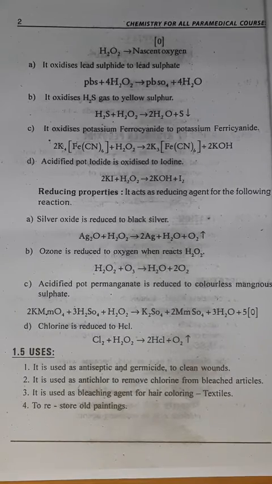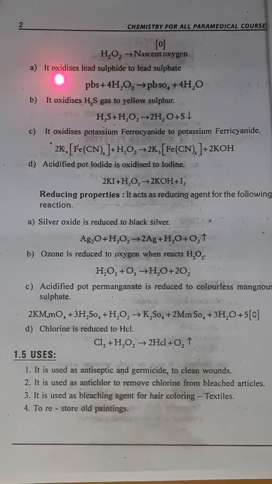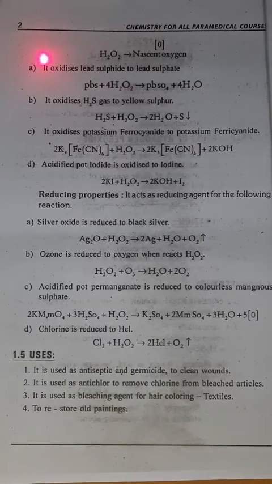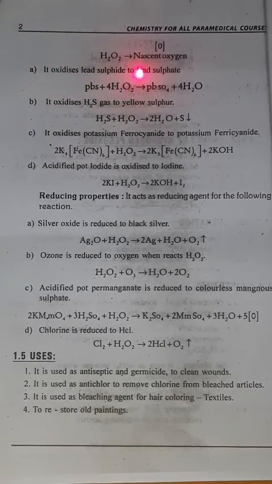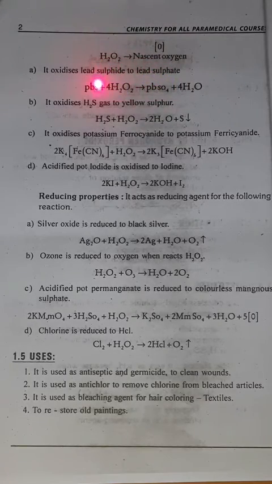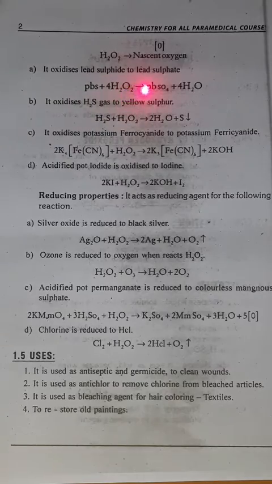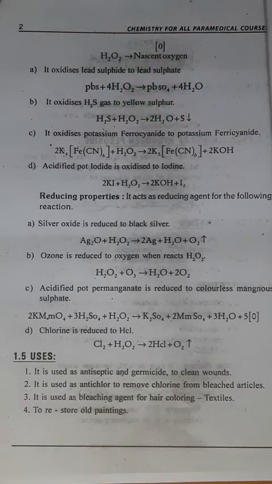In this video, we have the oxidizing properties of hydrogen peroxide. So, various chemical reactions. Hydrogen peroxide oxidizes lead sulfide to give lead sulfate. Here lead sulfide undergoes reaction with hydrogen peroxide, it gives lead sulfate and water. So, it is also one of the oxidizing reactions.